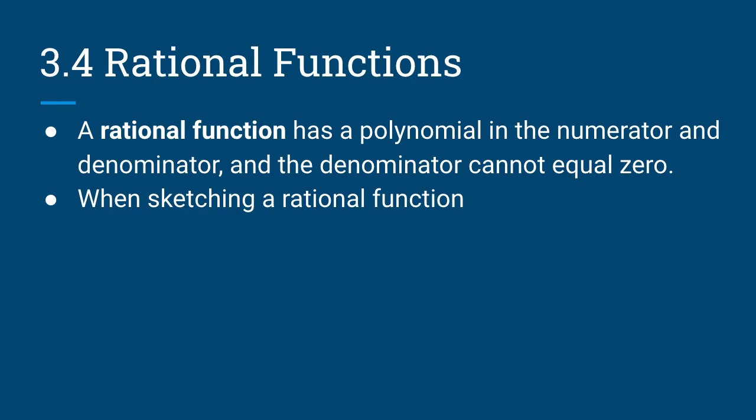Rational function: polynomial in the numerator and the denominator. The denominator cannot equal 0. When sketching, it's good that I taught you yesterday how to sketch. This one's easier.